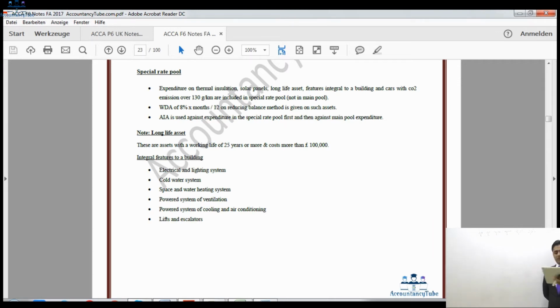After that, it says first year allowance. First year allowance is given only on cars which emit less towards the environment. A first year allowance of 100% is available on the purchase of cars with low emissions of 75 grams per kilometer or less. This information will be given to us in the question, the CO2 emissions of the car. So if it is less than 75 grams per kilometer, it will be 100% capital allowance. It is a first year allowance of 100%.